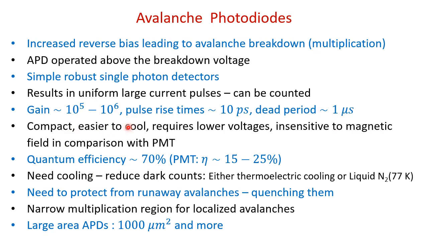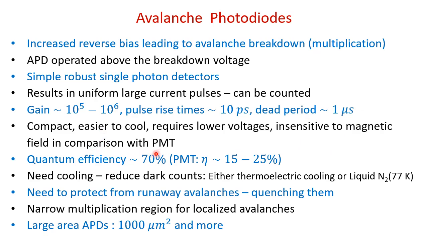It's very compact, it's easier to cool, right? It requires much lower voltages in comparison to the PMT. Much easier to cool in comparison to PMTs, which are much bulkier. They are certainly much more compact. And another important thing is, in a laboratory you might have various stray magnetic fields, with lots of switching and so on. So it is insensitive to magnetic field, unlike the PMT, which is extremely sensitive, because there you have electrons traveling in vacuum. This insensitivity to magnetic field is another nice feature of the APDs.